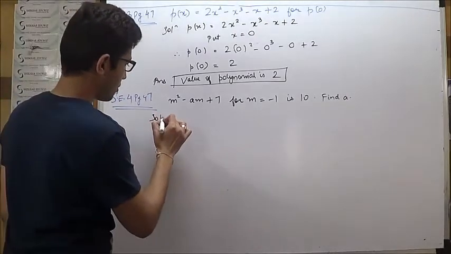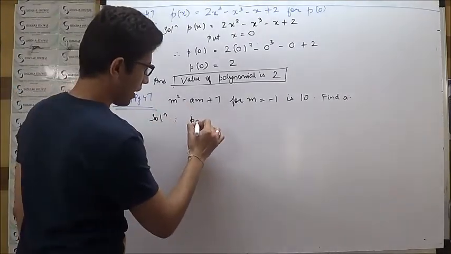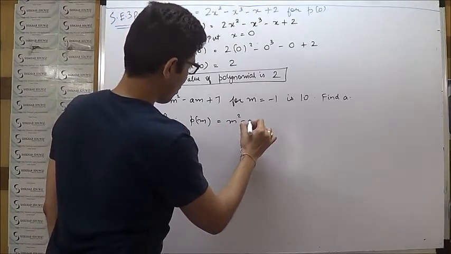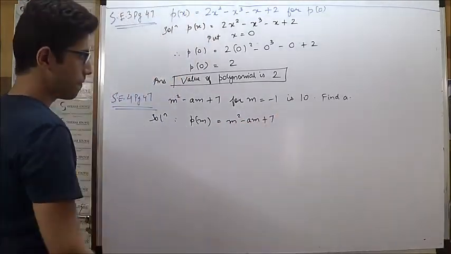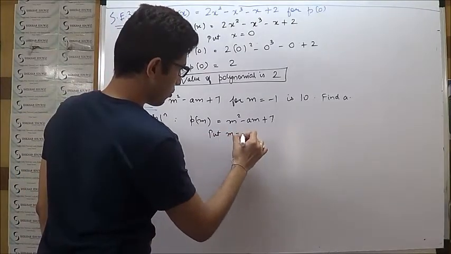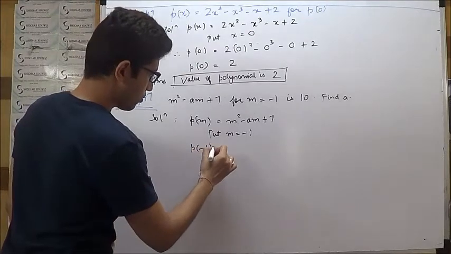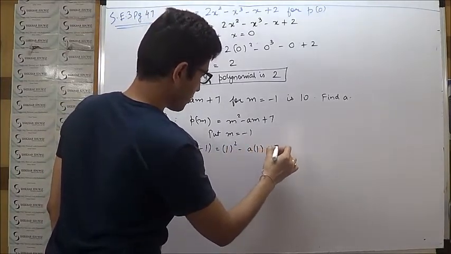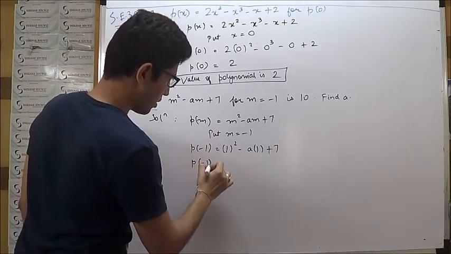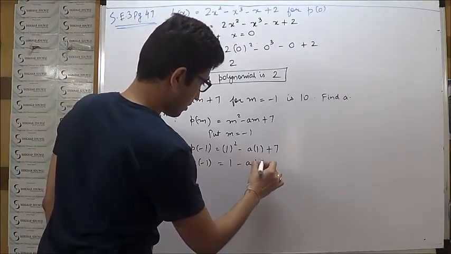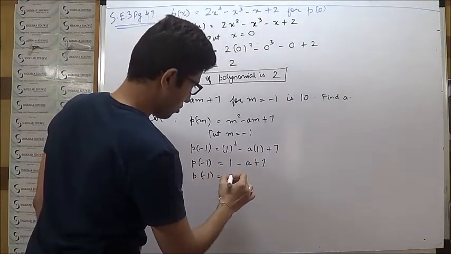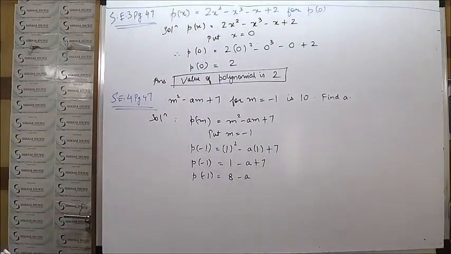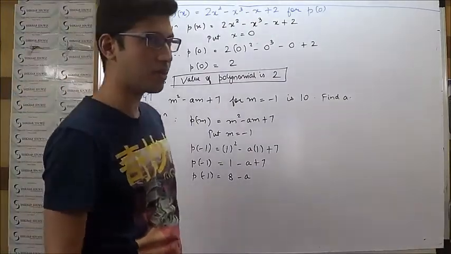I will write solution is p of m, right? Now the variable changes here, it was x before, so we wrote p of x there, here p of m is equal to m square minus am plus 7. So put m is equal to minus 1. So find p of minus 1. P of minus 1 is equal to 1 square minus 1 into a plus 7. So p of minus 1 is 1 minus a plus 7. So p of minus 1 is equal to 8 minus a. Am I right?